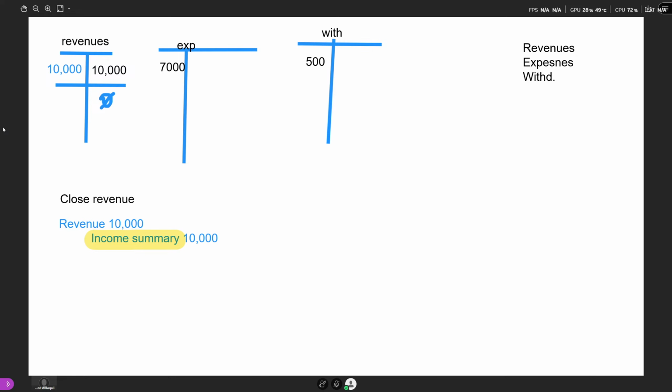So I used it to help me close my revenue so far. I will also use it to help me close my expenses, because expenses is another income statement item. So basically, income summary is also another temporary account.